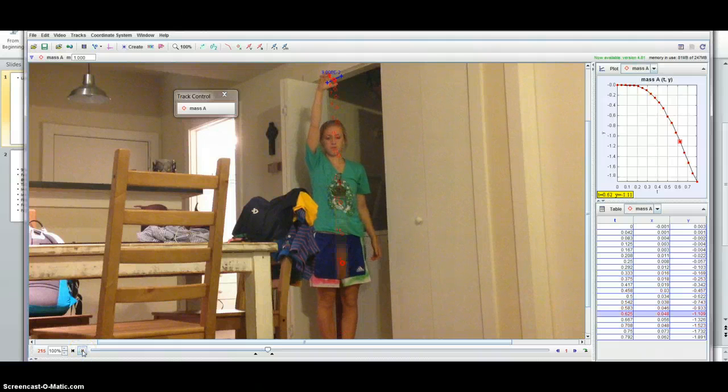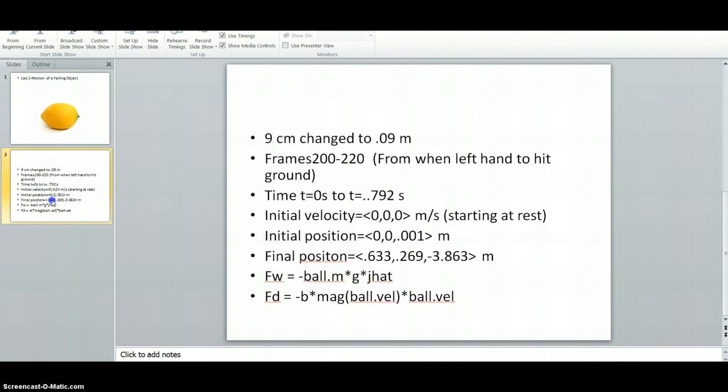I chose to go from frames 200 to 220 because it was the time that the lemon left my hand to the time that the lemon hit the floor. This way, the initial velocity and final velocity were both 0. The time that these frames occurred was from time t equals 0 to time t equals 0.792 seconds. The initial velocity was 0, and the initial position was also 0. I started the position at the origin and moved down the negative y direction. The final position is shown here on the screen.